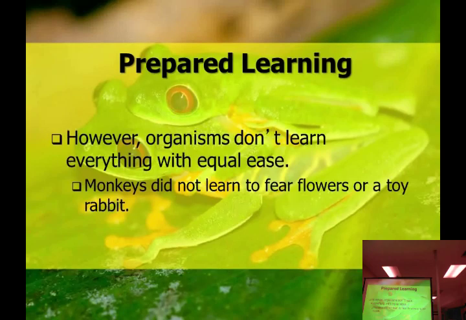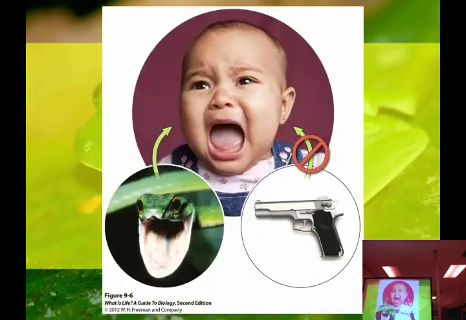Monkeys do not learn to fear flowers or a toy rabbit. They learn to fear snakes because snakes are the thing that can kill them. They're not afraid of flowers. They're not afraid of toys. They are afraid of the thing that's going to hurt them.